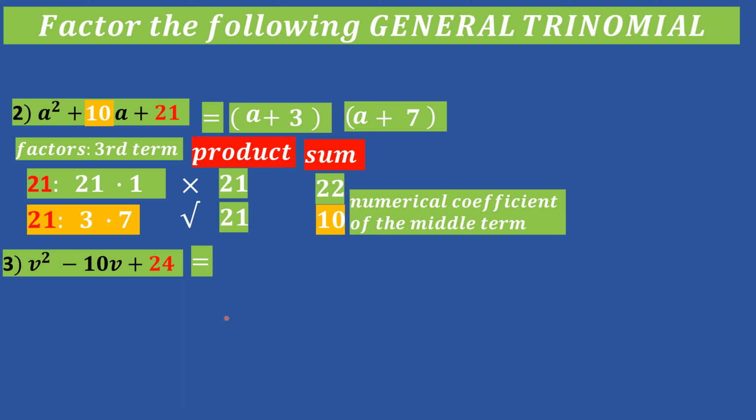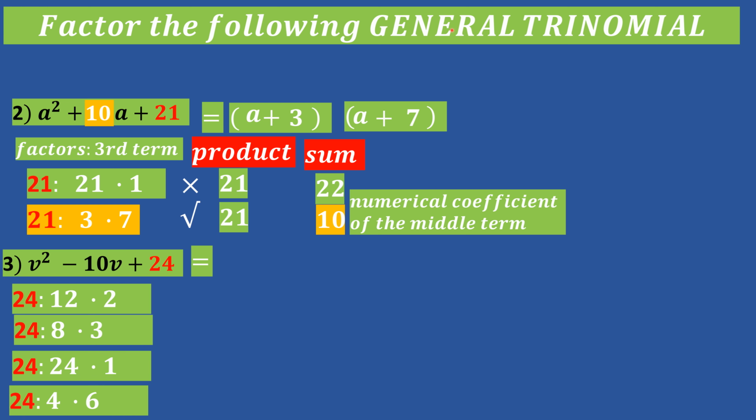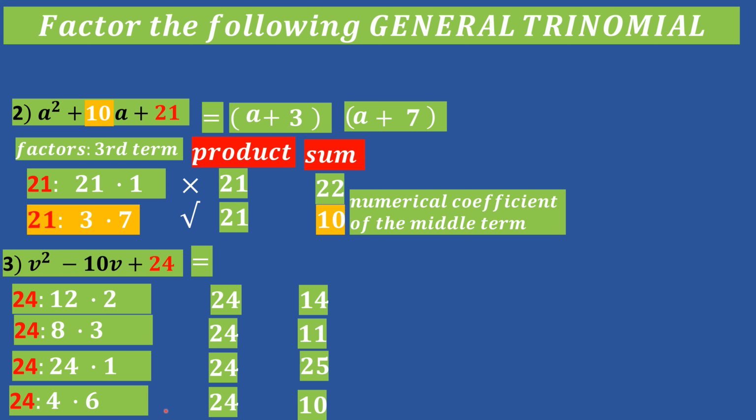So let's proceed to number 3. v squared minus 10v plus 24. Okay, the factors of 24 are these, and their product is also 24. So 12 times 2 is 24, 8 times 3 is 24, 24 times 1 is 24, 4 times 6 is 24. Let's proceed to getting their sum. 12 plus 2 is 14, while 8 plus 3 is 11. 24 plus 1 is 25, while 4 plus 6 is 10.